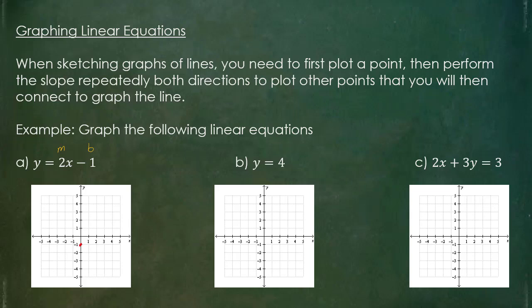If I have a slope of 2, that means I have a rise of 2 places and a run of 1. So my next point would go right there. Another rise of 2 and a run of 1. Another rise of 2 and a run of 1.